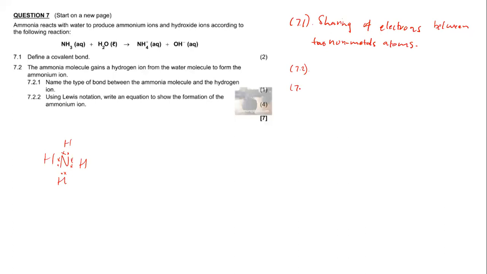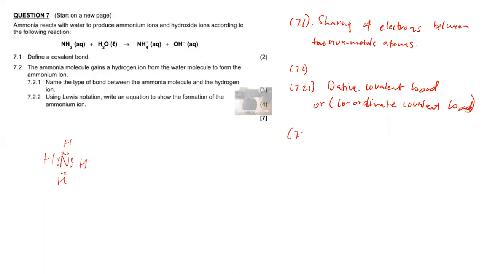So 7.2.1, to answer the name of the bond between the ammonia molecule and the hydrogen ion, it is called the dative covalent bond. Remember, you can call it dative covalent bond, or you can also call it the coordinate covalent bond, okay? It is most definitely different from just a covalent bond. Okay, I hope that was clear.